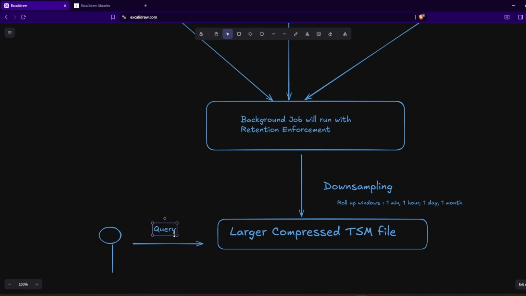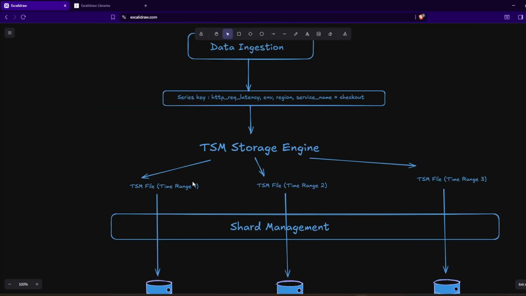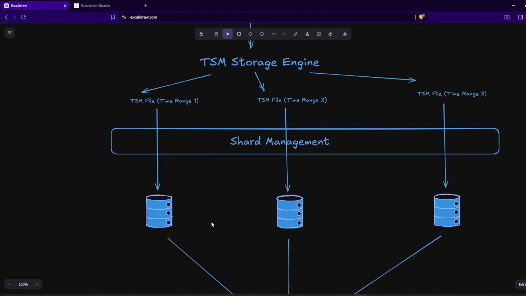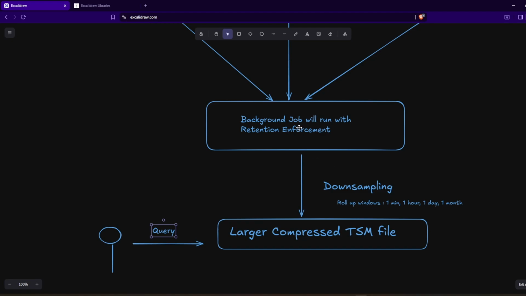So this is pretty much it, guys. Visually I tried to represent to you how the data ingestion happens, how the TSM storage engine works, how it comes to different shards, and then through background job and the retention, how the compaction and rollup runs, and then in the larger complex TSM file we can query. So through query we can do a data aggregation, we can do group by or whatnot.